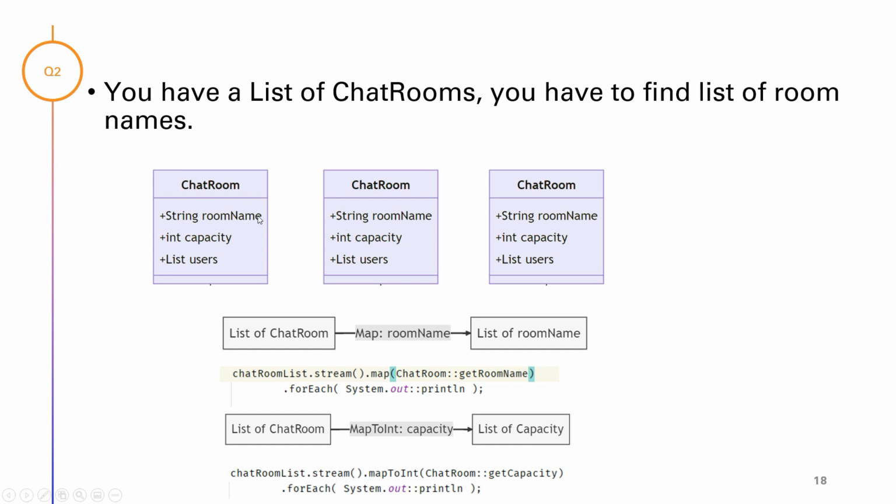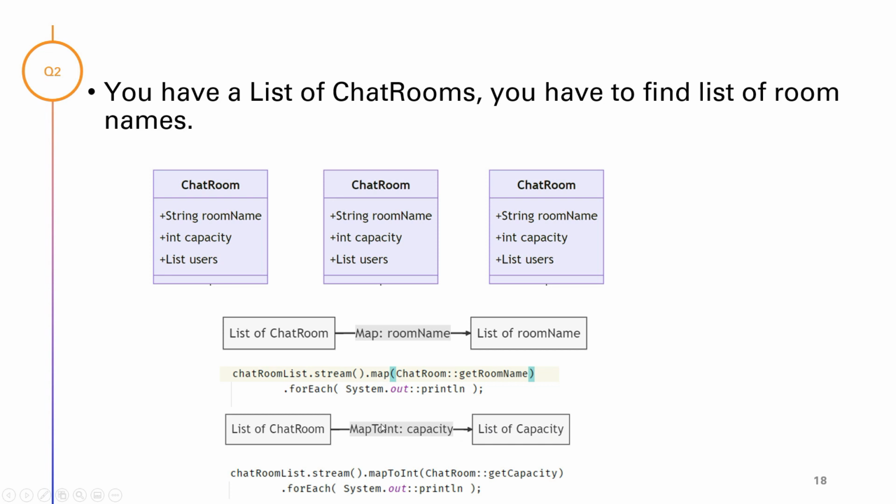And in the same way, instead of room names, if I ask you to retrieve a list of capacities, then I can use map, or I can use mapToInt as well, because here the capacity is integer type, right? Then what kind of stream is it? It is an IntStream. So that is the reason I can use mapToInt.